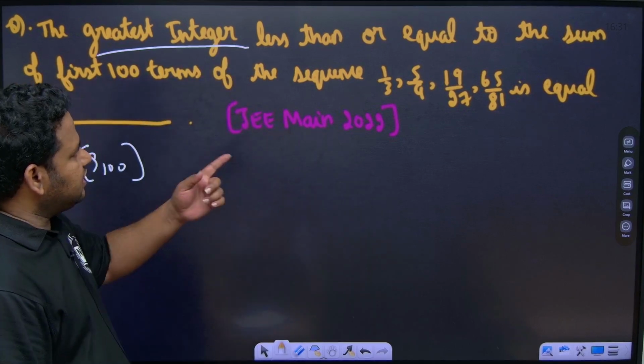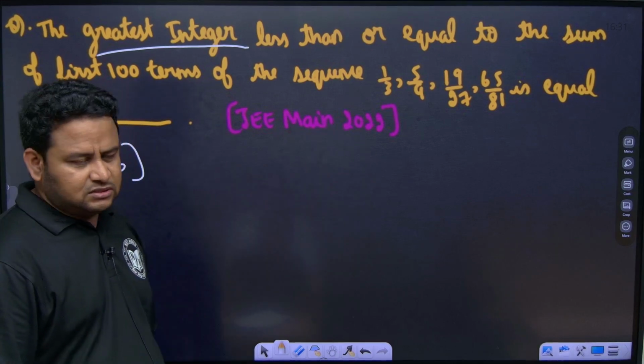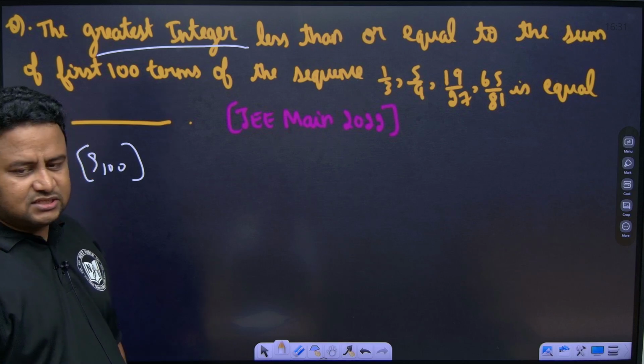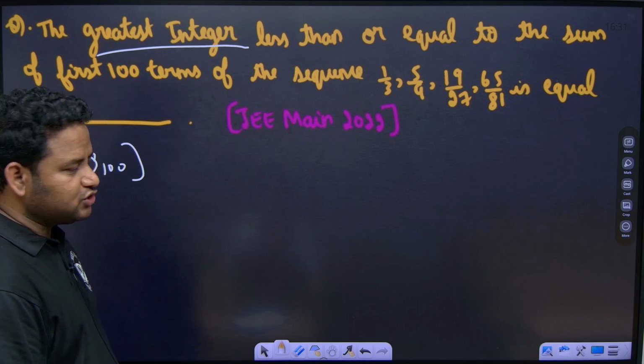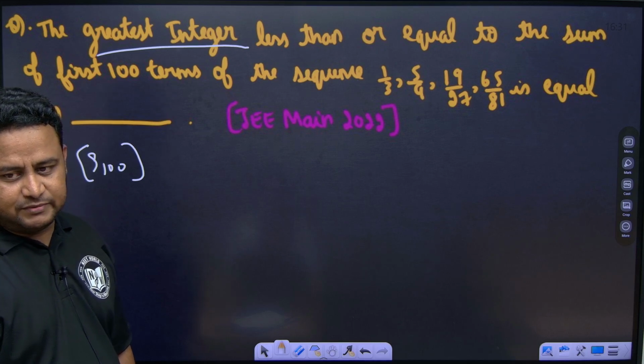So they have given it like this: 1 by 3, 5 by 9, 19 by 27, 65 by 81, something like this. It doesn't appear to be in GP. So actually this is in the form of an arithmetic geometric series, not progression, an arithmetic geometric series.